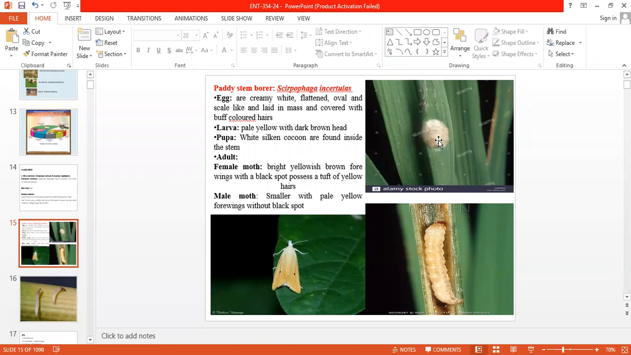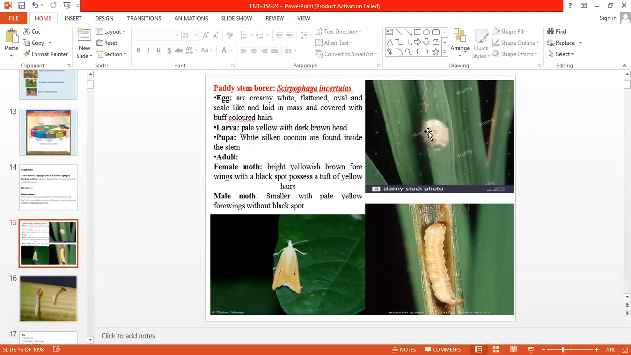Each female deposits how many eggs? 170 to 200 eggs in groups, and these eggs are covered with hairs for protection from natural calamities and biotic factors. So the specific site of oviposition is the upper surface of leaf tips.